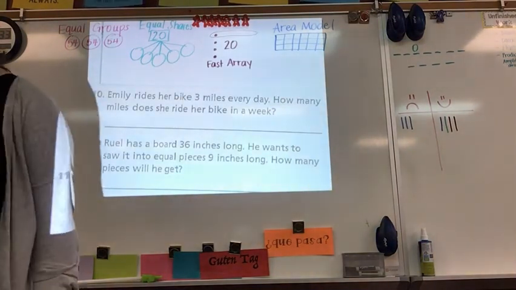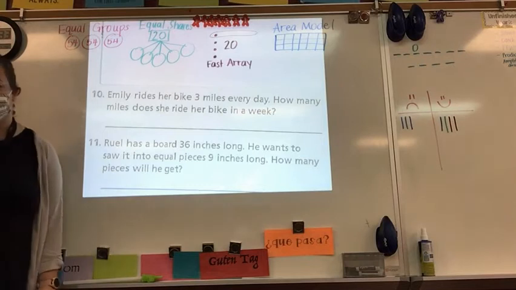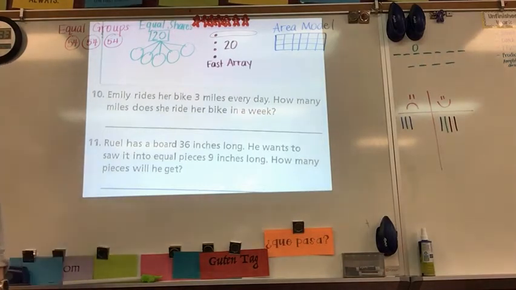Emily rides her bike 3 miles every day. How many miles does she ride her bike in a week? Oh, there's some sneaky key information in this one. Listen again and be ready to tell me some key information to mark up. Emily rides her bike 3 miles every day. How many miles does she ride her bike in a week?